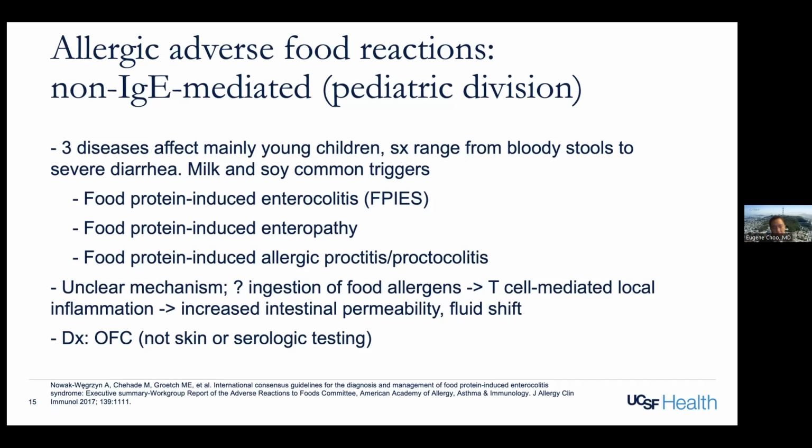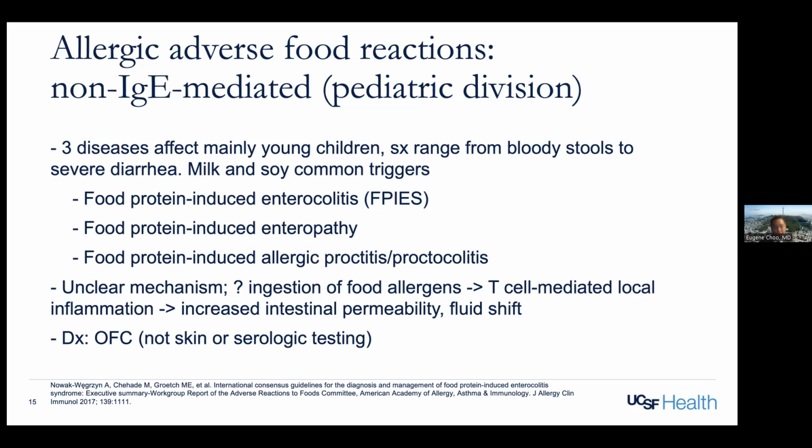and then the food protein-induced allergic proctitis or proctocolitis. These have a range of symptoms varying from more or less asymptomatic bloody stools, all the way to really severe, profound diarrhea that can even be potentially life-threatening because it can cause shock in infants. So something that we do see, not, like I said, that often in the adult allergy immunology clinic, but I know that my colleagues in the pediatric allergy department definitely see these not too infrequently.